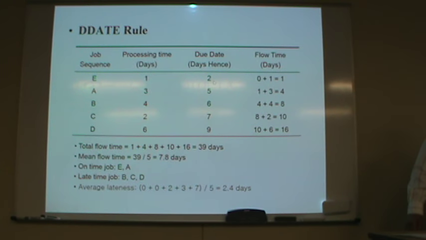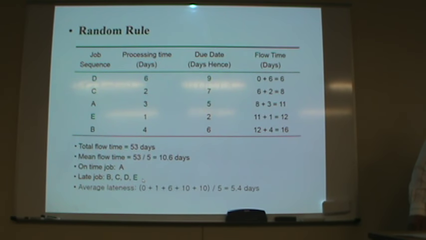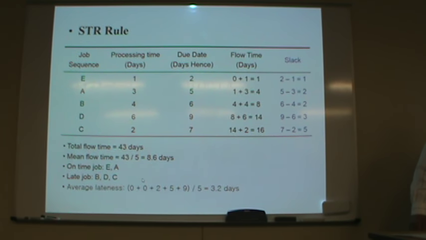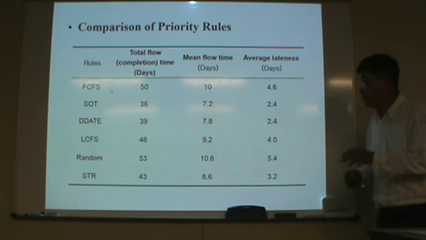Shortest due date first, so E. Second, A, B, and so on. Then last come, first serve. We never used this. And then random and STR rule, something like that.